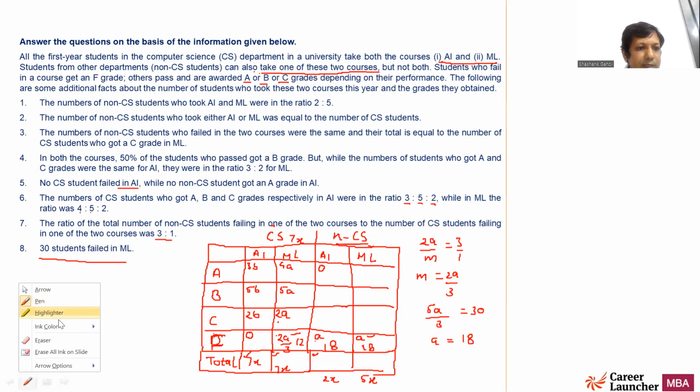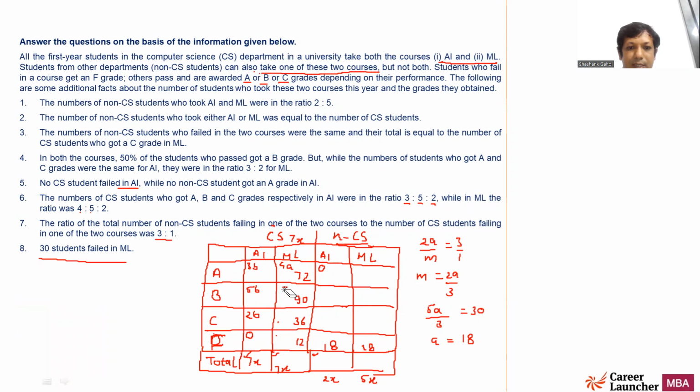So let me erase everything. So this is what I'm getting. Now A is 18, this is 36. Then this is going to be 90, this is going to be 72. So from here, what is the sum of all these values? So the sum of all these values comes out to be this is 162 and 48, it comes out to be 210. So total number of people are going to be 210. So here again the sum should be 210.